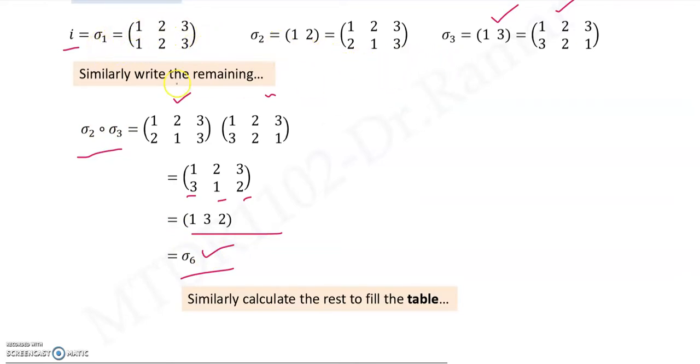I explained that here. Then similarly you write the remaining ones, because sigma 1, sigma 2, sigma 3 I wrote here for you. Then what you have to write? Sigma 4, how to write in the permutation form. Sigma 5, how to write in the permutation form. Sigma 6 also. Then if you do composition between sigma 2 and sigma 3, what are you getting? Sigma 6. This also I explained.